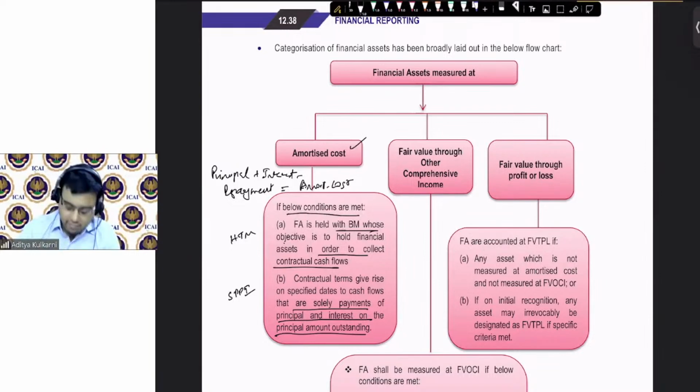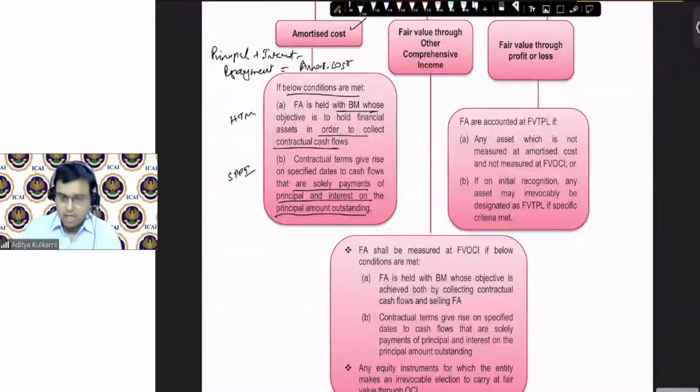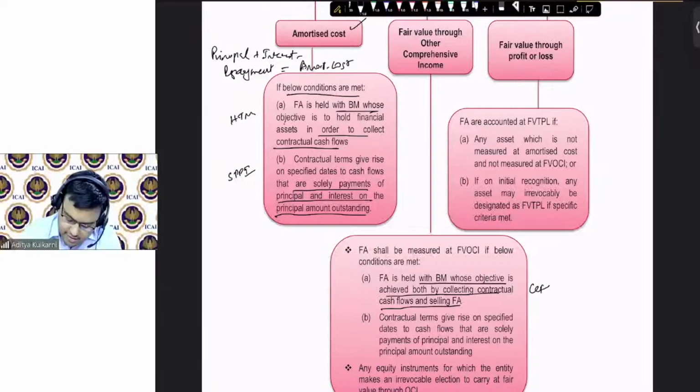Okay. However, if you are having financial assets with a business model whose objective is achieved both by collecting as well as selling financial assets, so the CCFC test is also fulfilled, plus selling the financial assets. In our example, ICICI Bank, it was active as an investor.